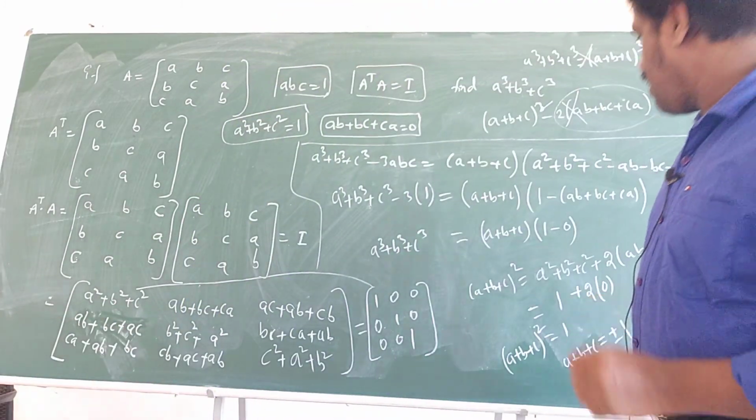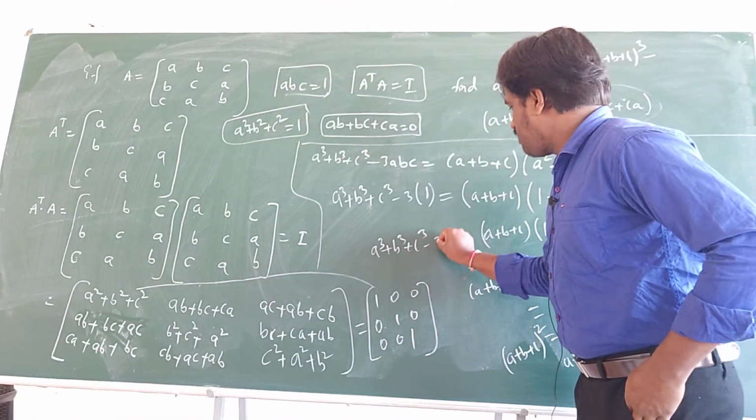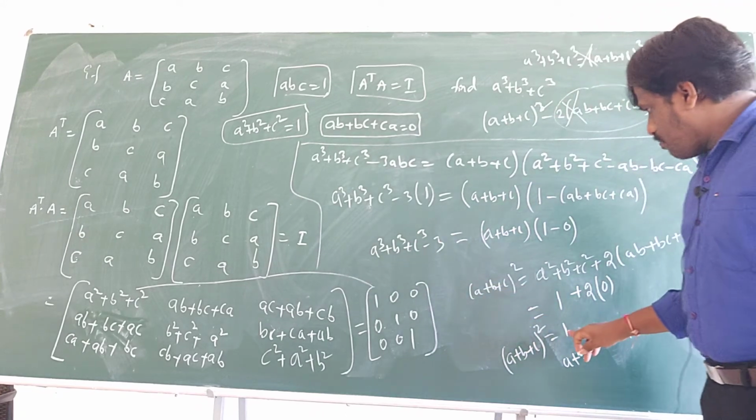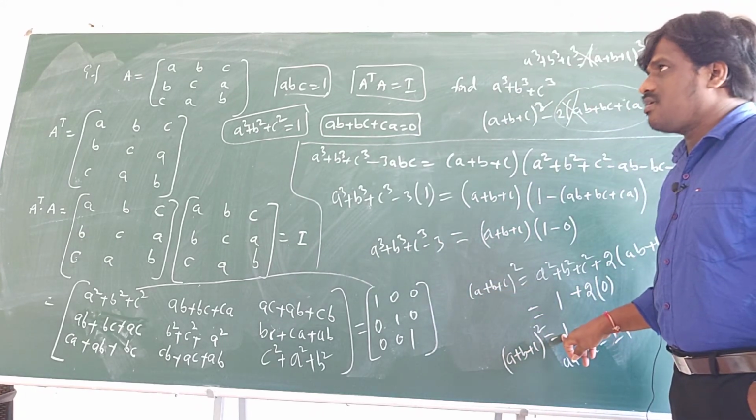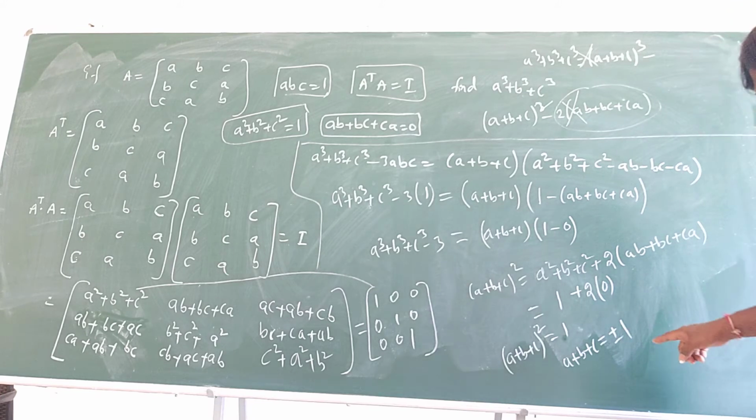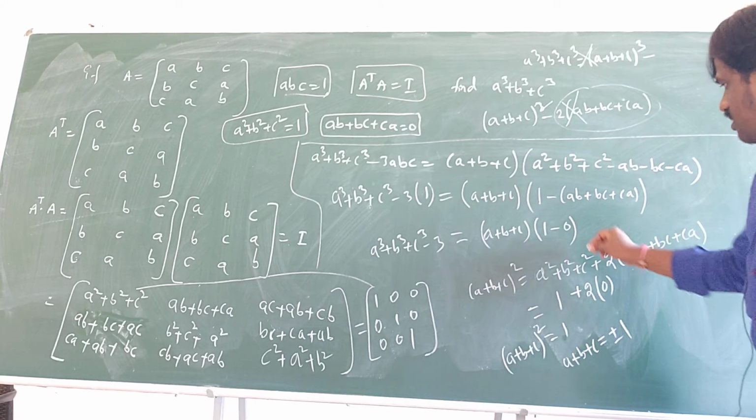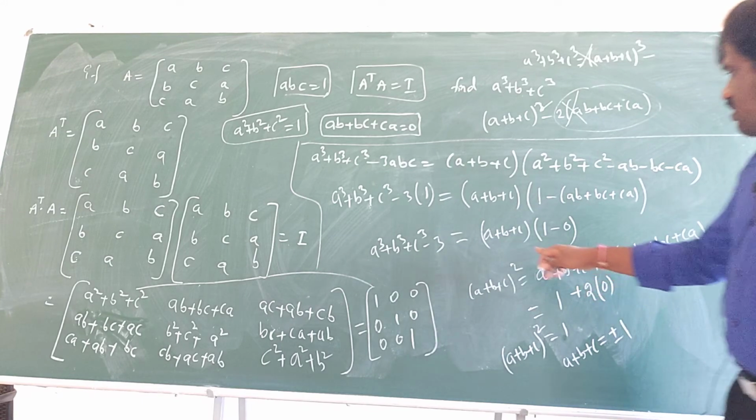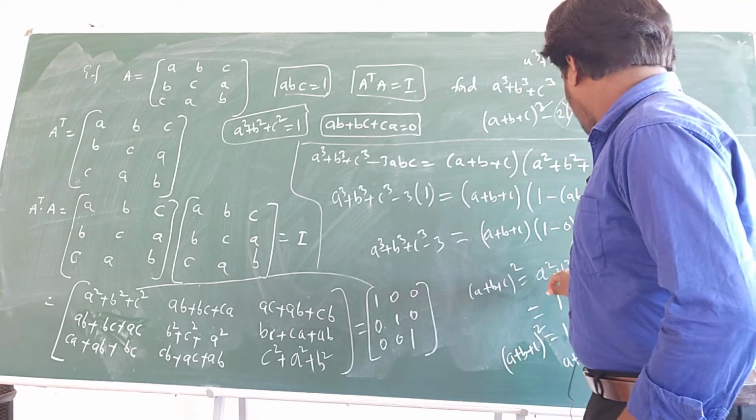Correction. See, minus 3 was here, right? So here plus 1 I take. If I take a plus b plus c as plus 1, then here I am going to get plus 1. So can I erase and write?